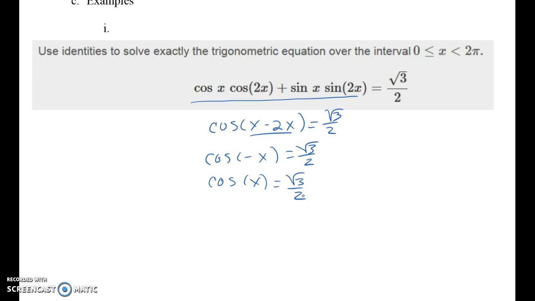And thank goodness that is on my unit circle there. So if you go to your unit circle, where does cosine of the angle give you square root of 3 over 2, and that occurs at pi over 6 and 11 pi over 6. So that is very handy there. We were able to reduce it down, get a better quantity to work with, and end up going back to our unit circle as well.